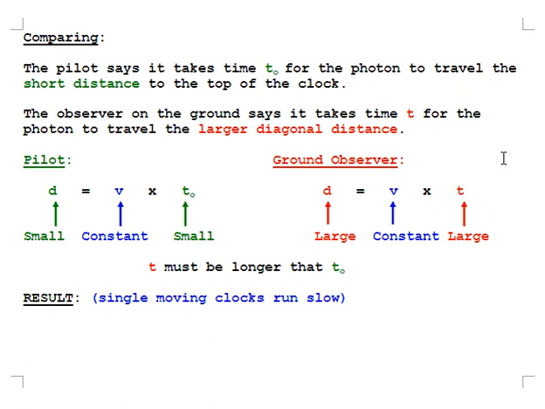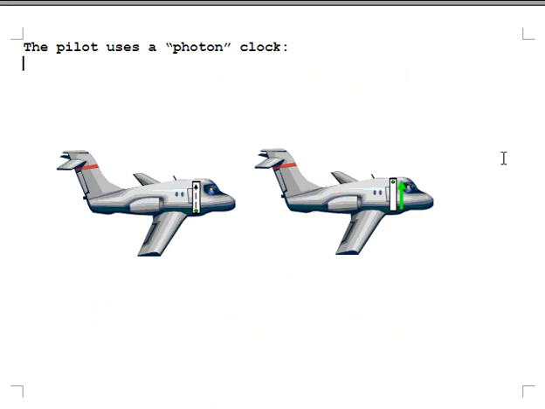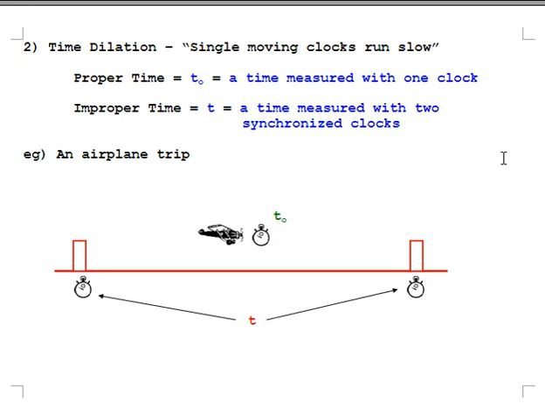So if I scroll back to this picture, that trip from, there we go. The single moving clock runs slow, and then the people who stay on the ground, the multiple clocks, the multiple people that measure, they're going to measure a larger time.